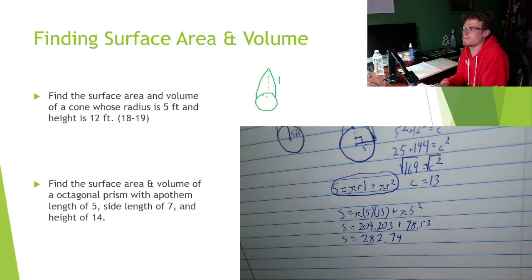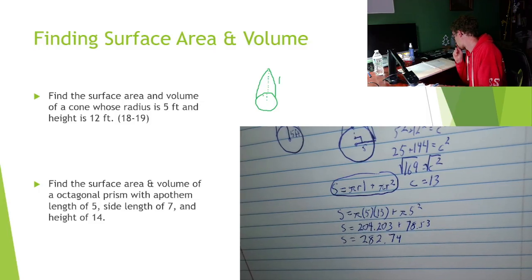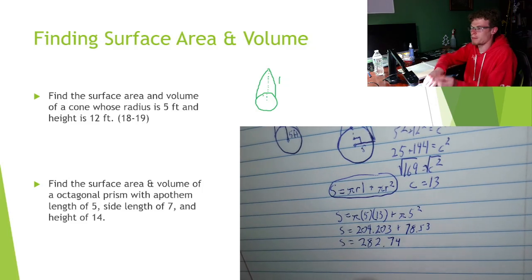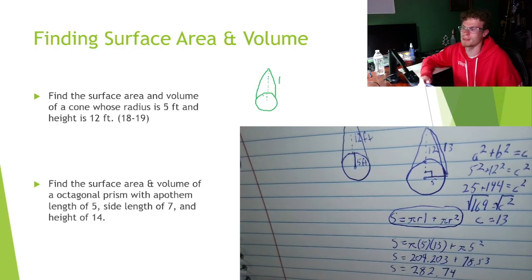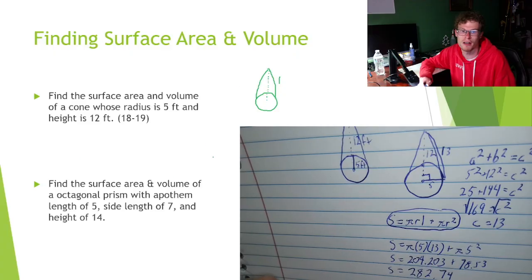Now how do I find the volume of a cone? Well, volume's actually a little bit more simple. Because remember, for any cone or any pyramid, remember this: volume equals 1/3 area times height. So it's 1/3.